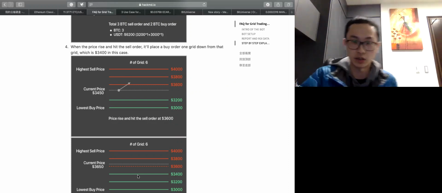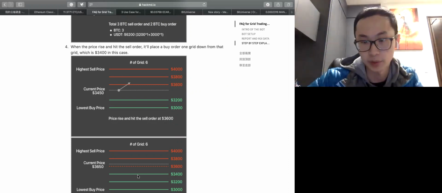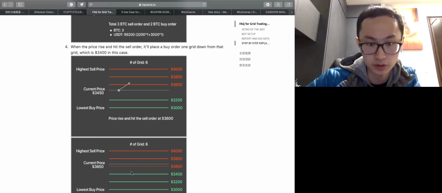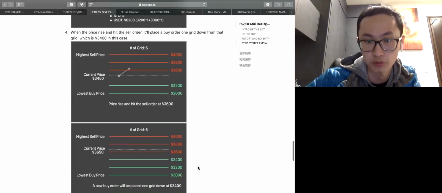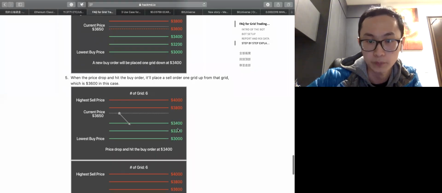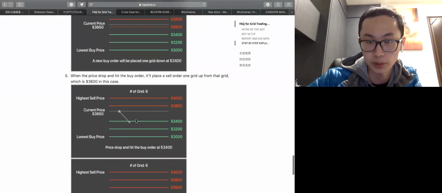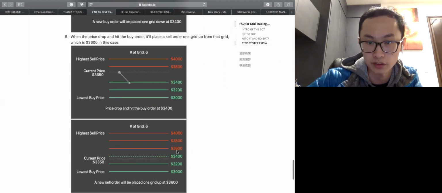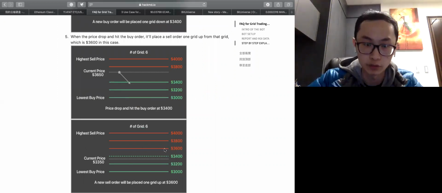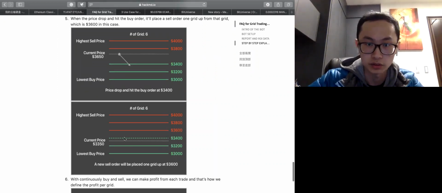So that means whenever the price pumps and dumps, it will have a sell and buy order just above and below the price. That's how we make profit within the swing market. There's another example. If the price dumps and reaches 3,400, and after the order is executed, we will have another 3,600 sell order just above the price. So yes, that is really simple.